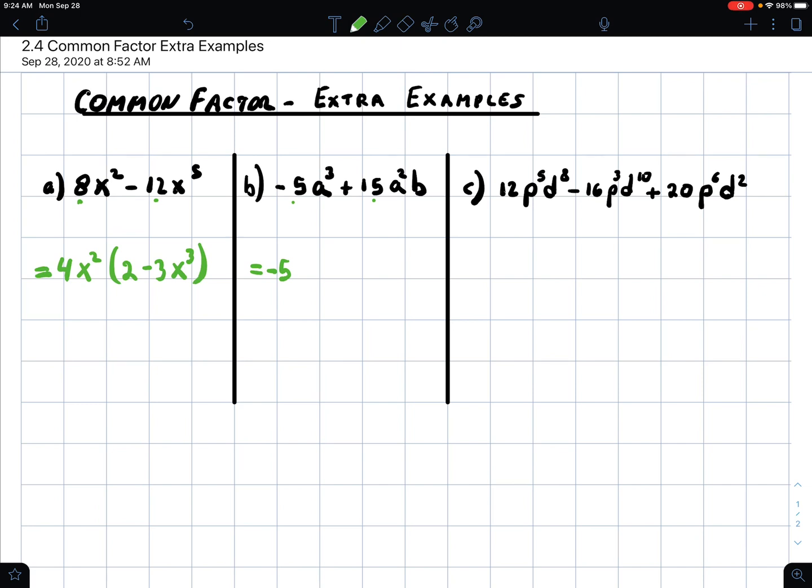And then we got a to the power of 3, a to the power of 2. That means I can take at most 2 a's. And there's only one b, so we can't take b's on both terms.